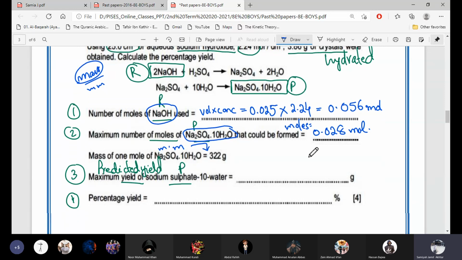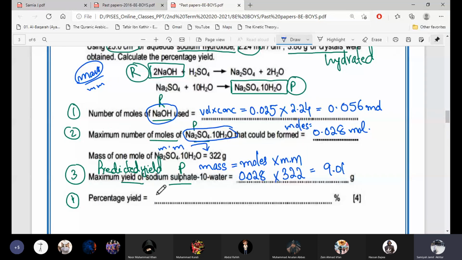So what will be the formula? Moles multiplied by molar mass. Very good. What are the moles? 0.028. Molar mass? 322. Very good. Answer? 9.016, or 9.01. So this is your predicted mass.